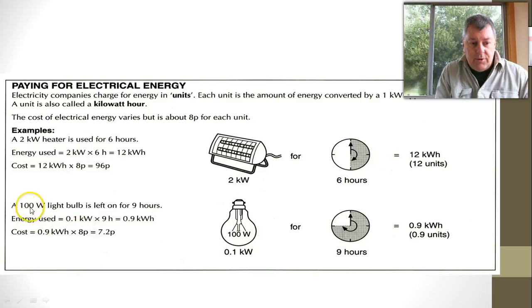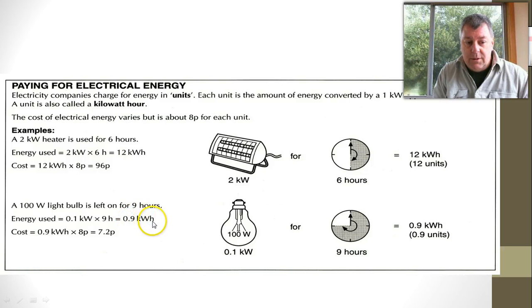So let's do another one. A 100 watt light globe is left on for 9 hours. So we convert the 100 watts into kilowatts. Here we were given kilowatts, here we have to convert it. So 100 watts in terms of kilowatts is 0.1 of a kilowatt, because there's 1,000 watts in a kilowatt. And 9 hours, we get 0.9 of a kilowatt hour, and we times that by the charge involved.